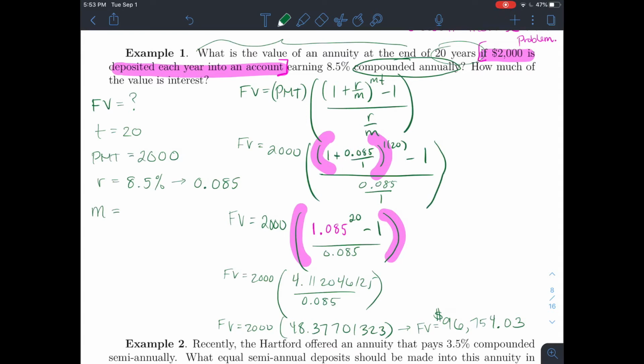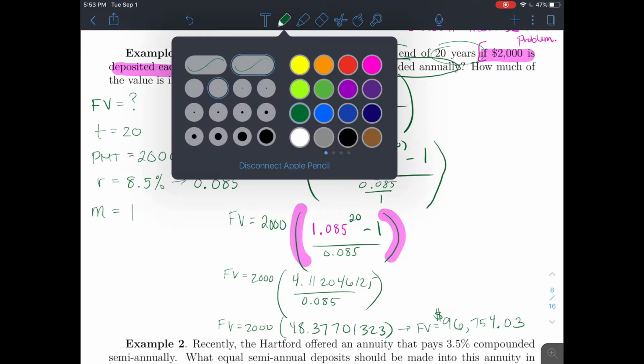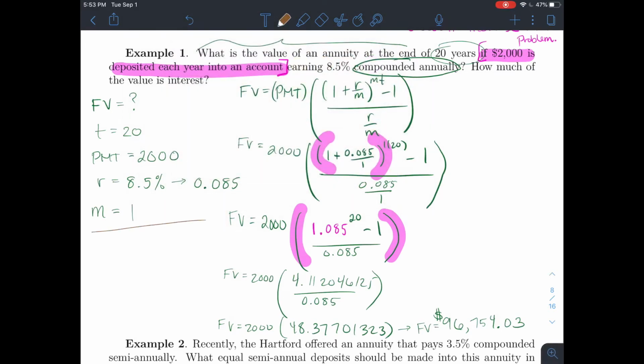Alright, so then we're going to go ahead and write our sentence over here. We're going to say the value of the annuity after 20 years is $96,754.03.